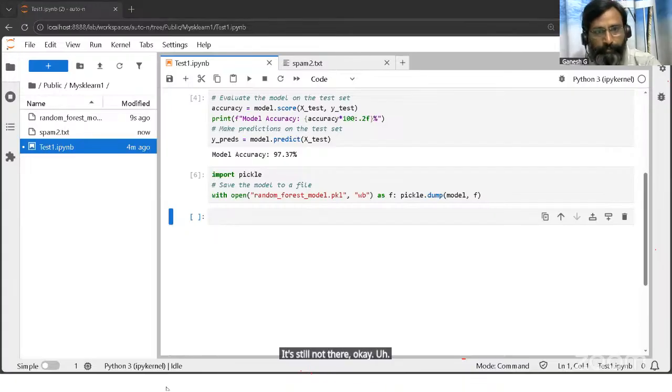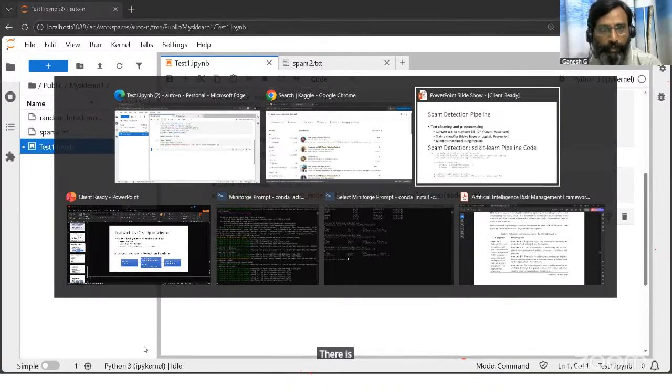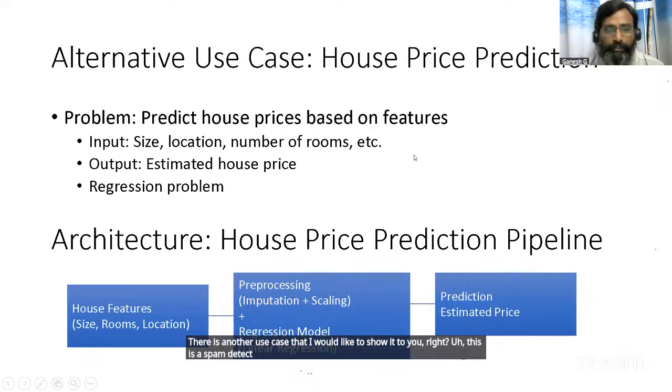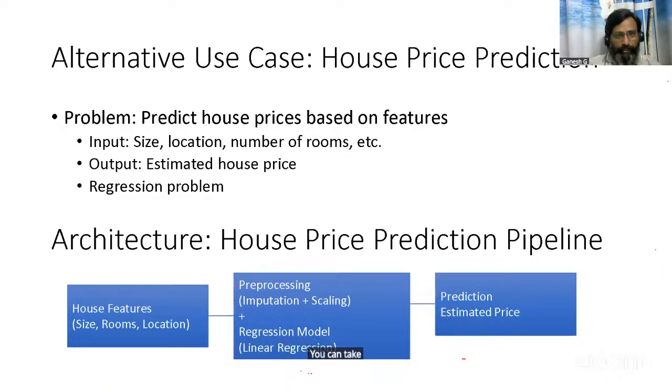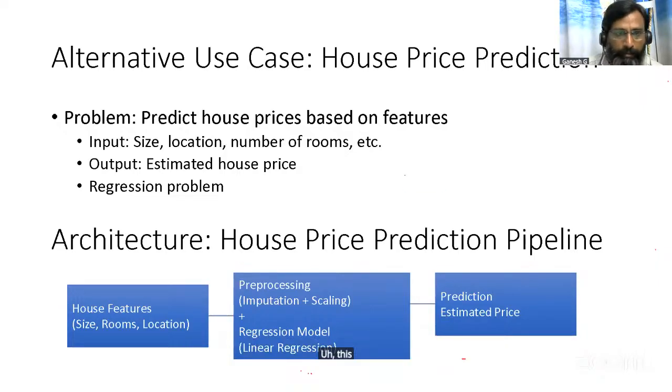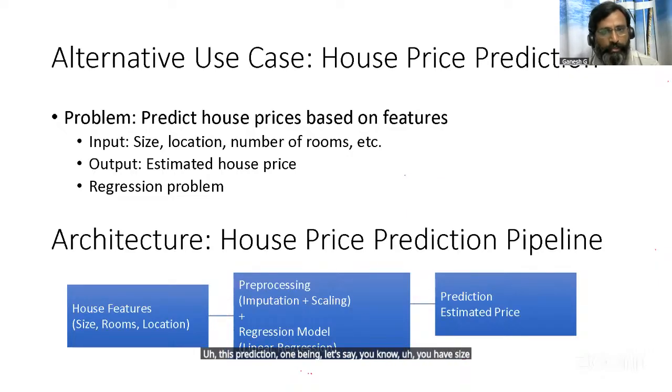Then there is another use case that I would like to show you. This is the spam detection we spoke about. The alternate use case is house price prediction. You can take a look at it. What are the parameters that are required for this prediction? One being, let's say, size, location, number of rooms, etc. These are the home features.